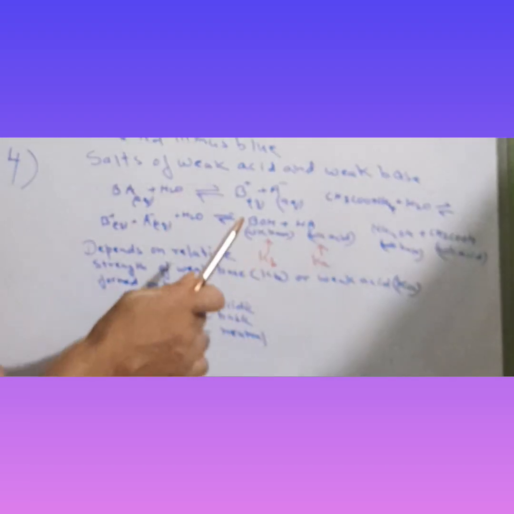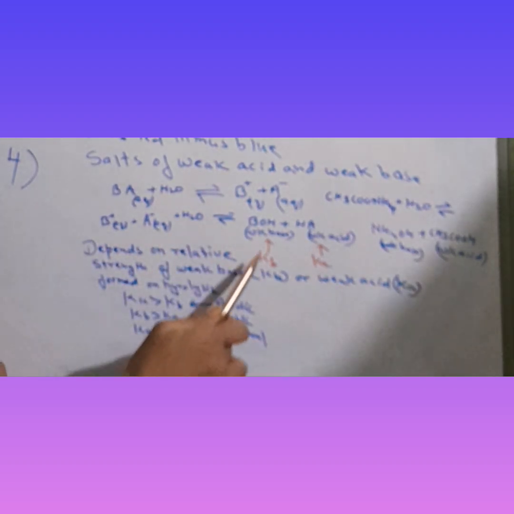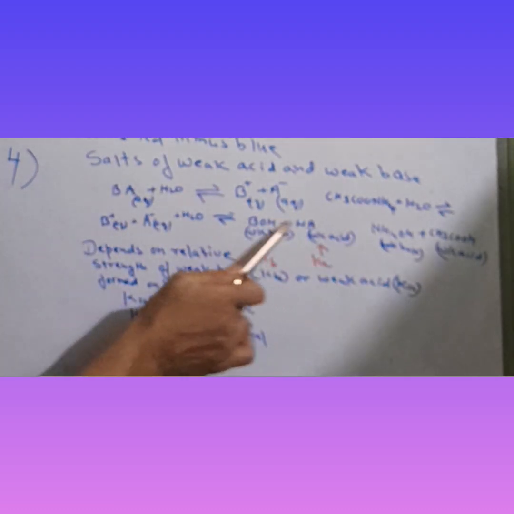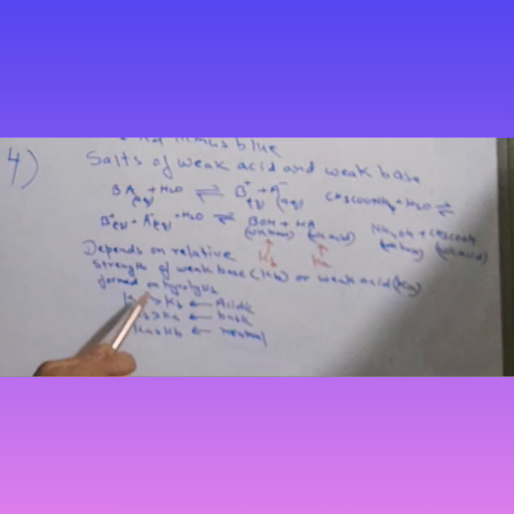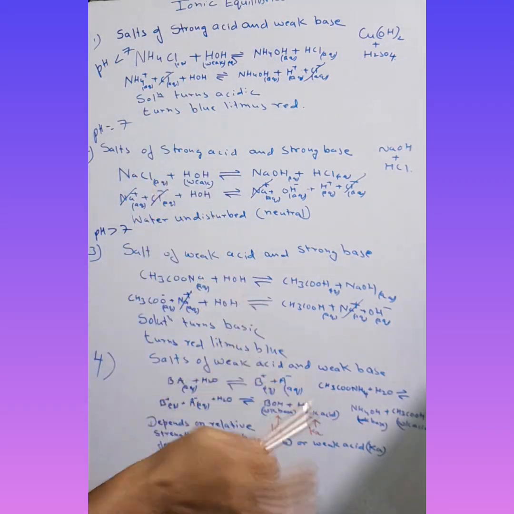Now what happens here depends upon the relative strength of the weak base, that is Kb, and the weak acid, that is Ka. Whichever is stronger of the two, the pH would favor that. For example, if Ka, the equilibrium constant for the acid, is greater than Kb, that of the base, then it would be acidic. If it is vice versa, then it would be basic, and if both are equivalent, it would be neutral. So that is all about the hydrolysis of salts in ionic equilibria.